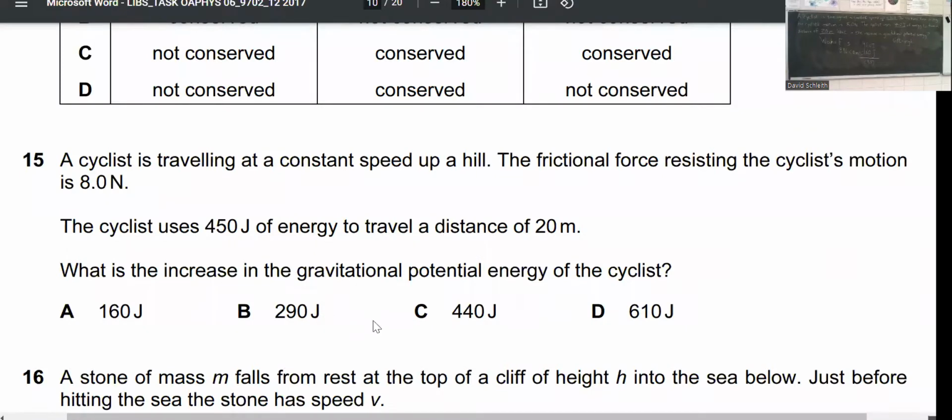Keeping in line with the way that we've been doing these, we'll take a look at our answer choices. Yep, choice B, 290 joules is up there. And if you were to check the mark scheme, you'd find that indeed choice B is the correct answer.